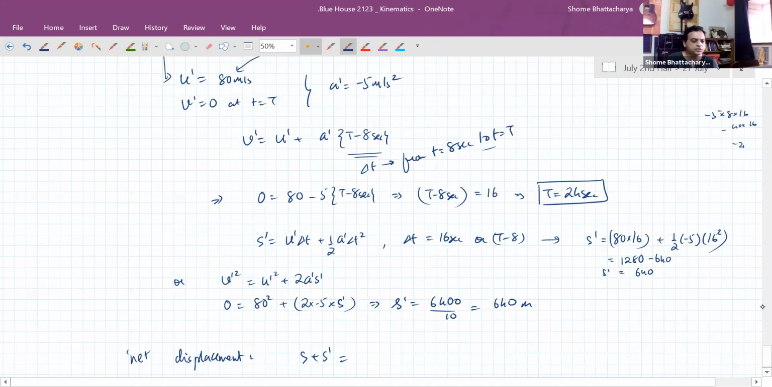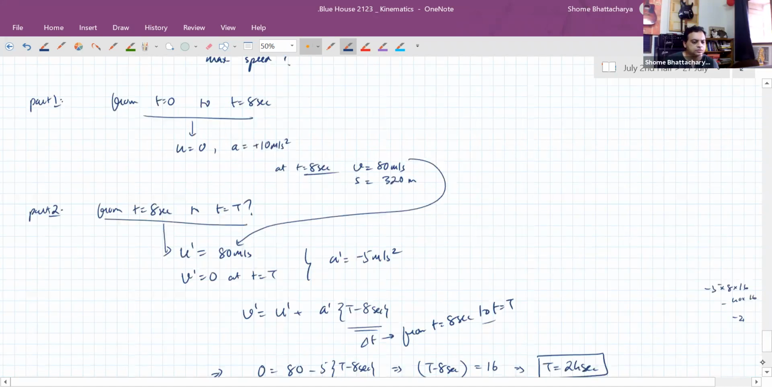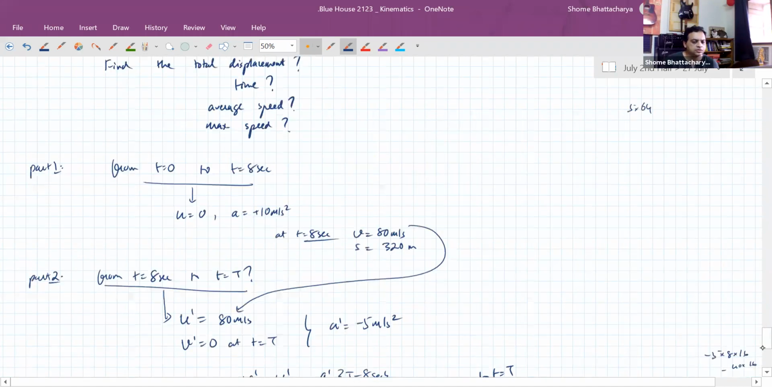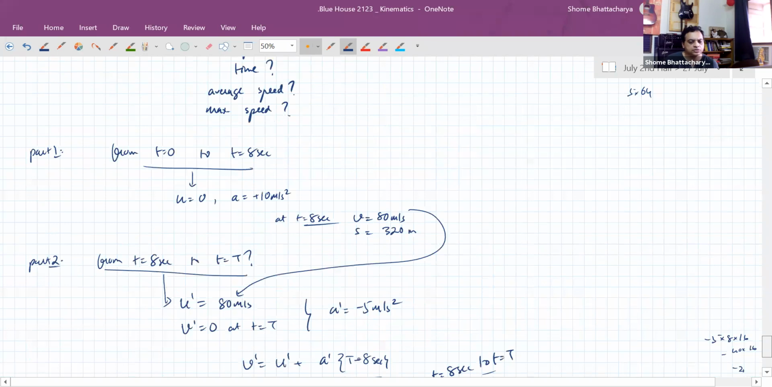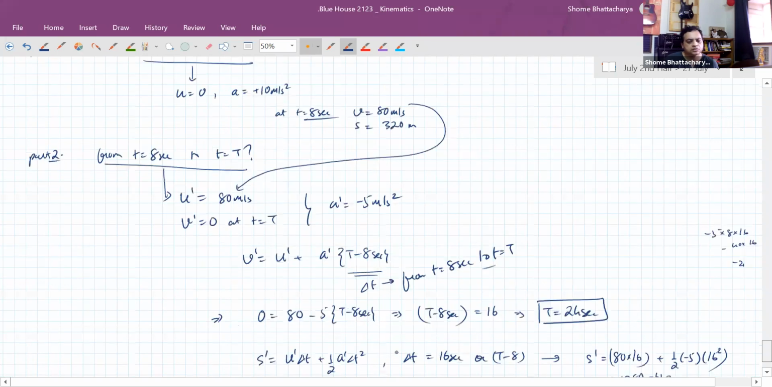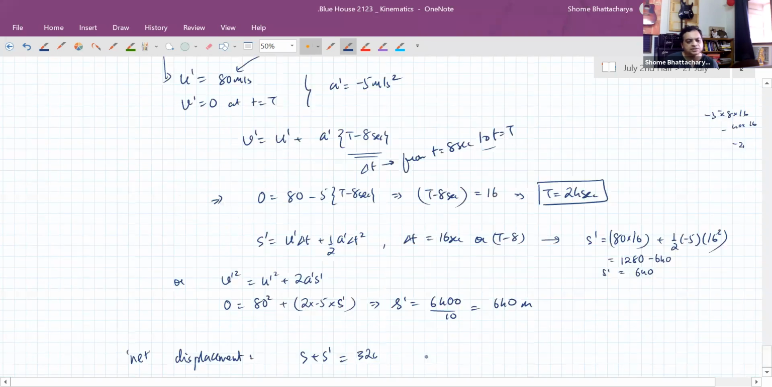What was the displacement in the first part? We got 320 now. Yeah, so 320 plus 640. So both the distance and displacement are the same in this case. It is 960 meters in the positive direction.